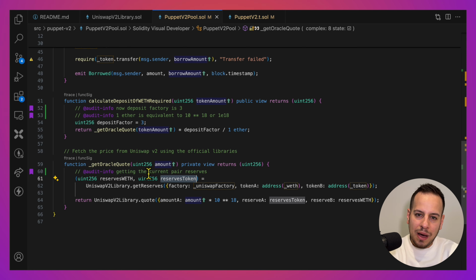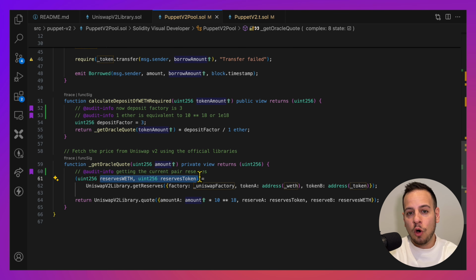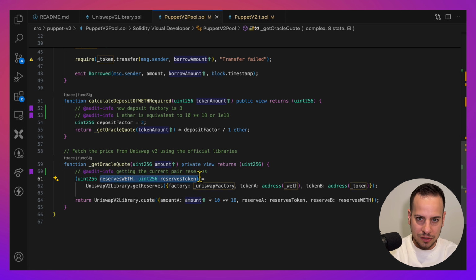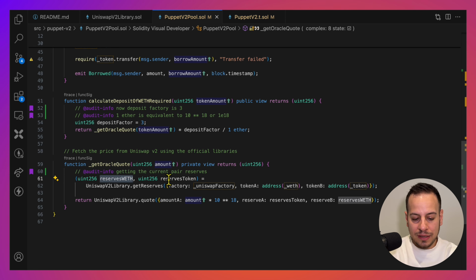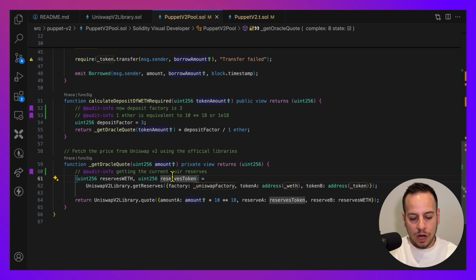Now the difference between the balance and the reserves is that the reserves are stored in the state of the DEX smart contract, and they're not literally the balances that it possesses, whether it's ETH or the token. So these reserves are being updated only at the end of the operation. If someone is adding or removing liquidity from the exchange or performing a swap, then during the operation the reserves are going to be the previous reserves, and only after the operation finished and succeeded do we update the state, the storage of the contract, with the new reserves.